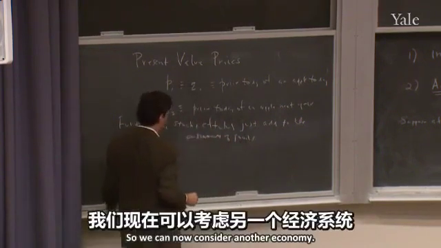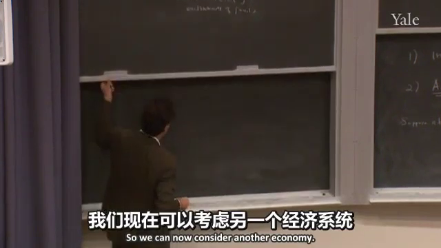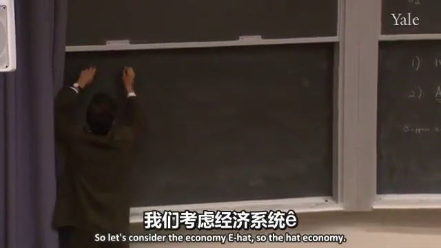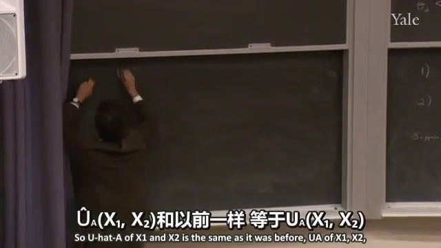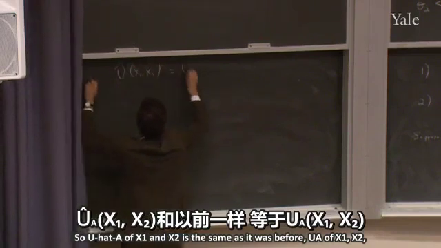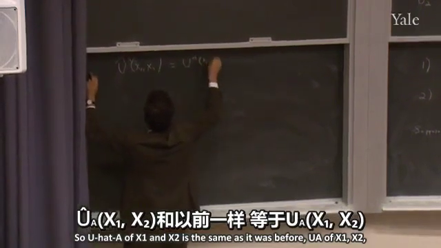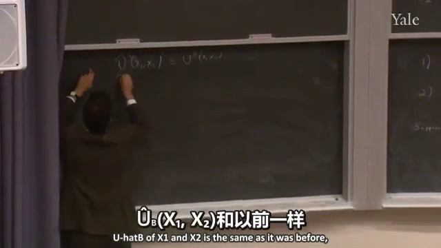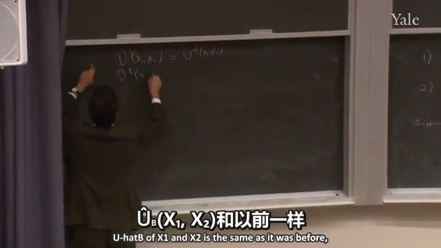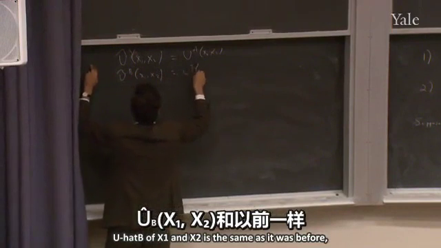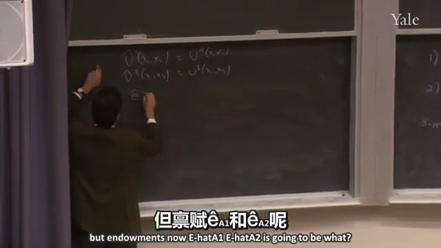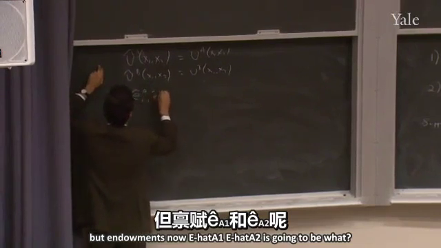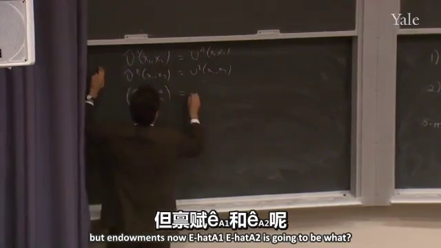Okay, so we can now consider another economy. So let's consider the economy E hat, the hat economy. So U hat A of x1 and x2 is the same as it was before, U A of x1, x2. U hat B of x1 and x2 is the same as it was before. But the endowments now, E hat A1, E hat A2, is going to be what?